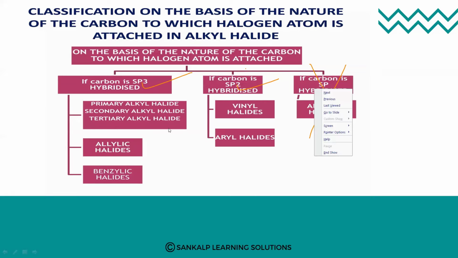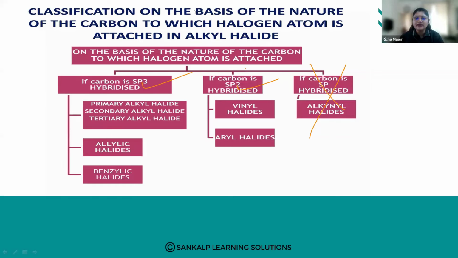So benzylic, where does it come? Benzylic, if the nature of the carbon atom is sp3 hybridized. So what will happen in these compounds? In these compounds, the halogen atom is attached to a sp3 hybridized carbon, next to an aromatic ring.